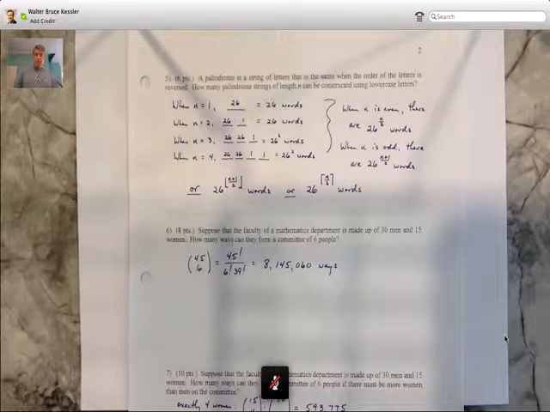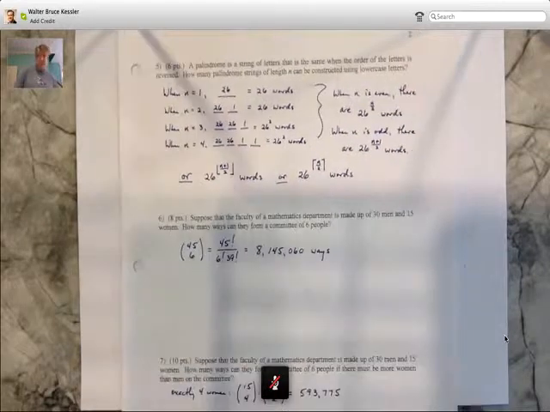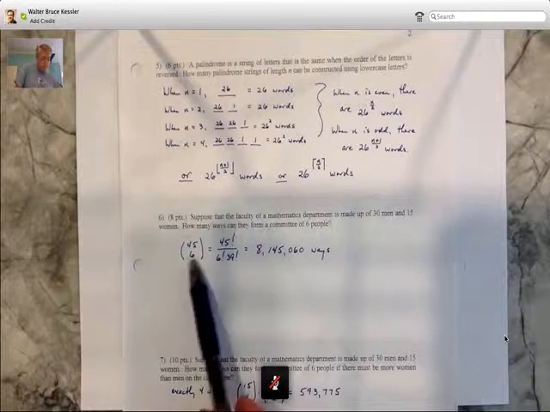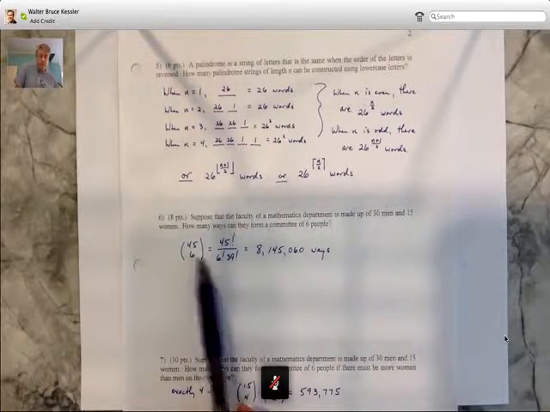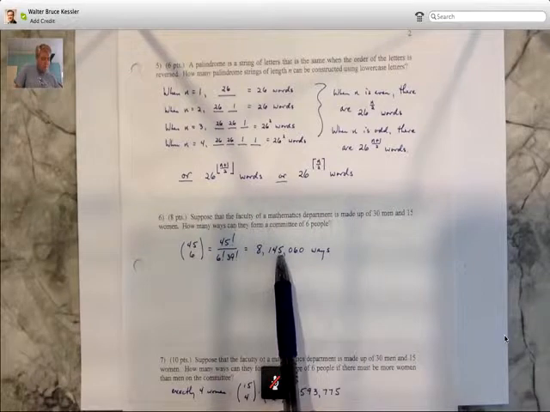Problem 6 says, suppose that the faculty of a mathematics department is made up of 30 men and 15 women. How many ways can they form a committee of 6 people? Well, there's 45 of them. A committee has no order in which people sit on it, it's just a group of people. So it's a combination of length 6. So just do the arithmetic on that. You end up with 8,145,060 ways.